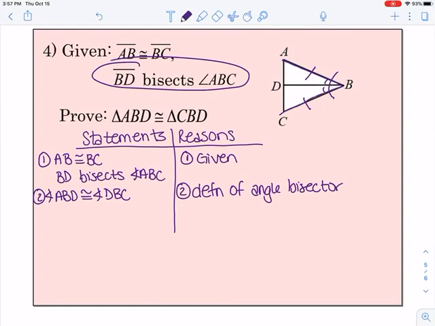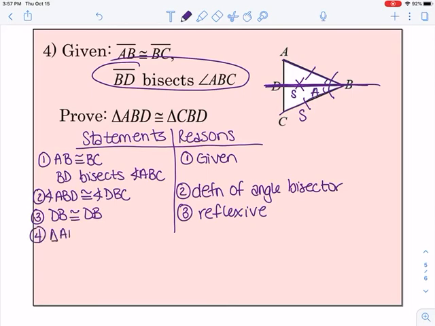And again, the two triangles share a common side. The common side that they share is going to be that side DB. So again, we'll say that DB is congruent to DB because of the reflexive property. And now I have enough information to prove the triangles are congruent. I have a side, I have an angle, and I have another side. So for my last step, triangle ABD is going to be congruent to triangle CBD. And again, the whole reason that is happening is because of side, angle, side.